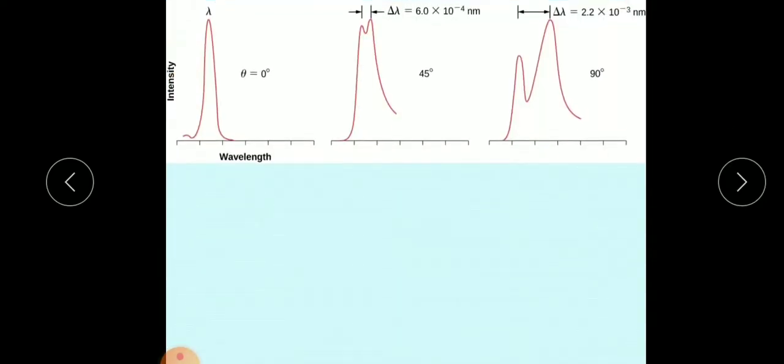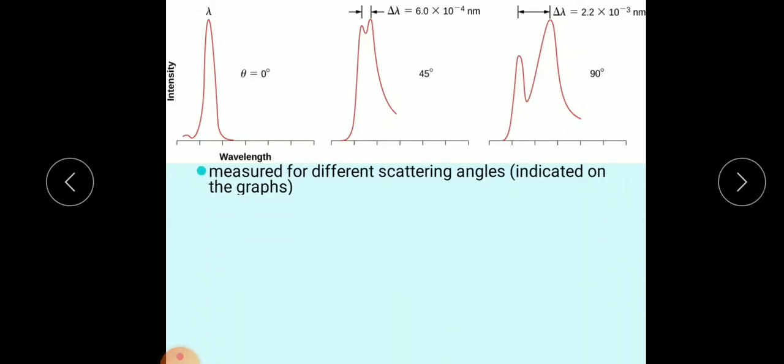This is the wavelength diagram of the Compton effect. Here we see the different angles measured: theta equal to 0, theta equal to 45 degrees, and theta equal to 90 degrees. The graph shows the intensity measured for different scattering angles.